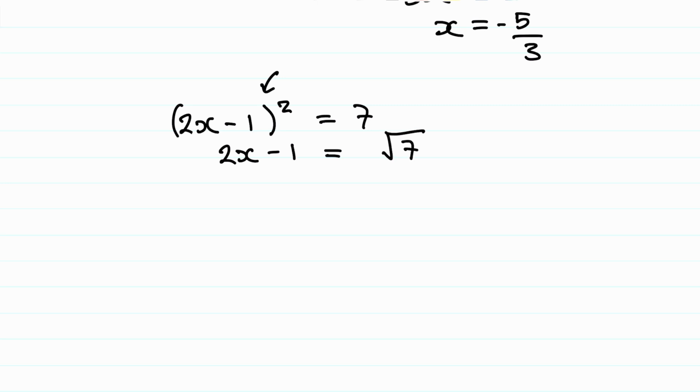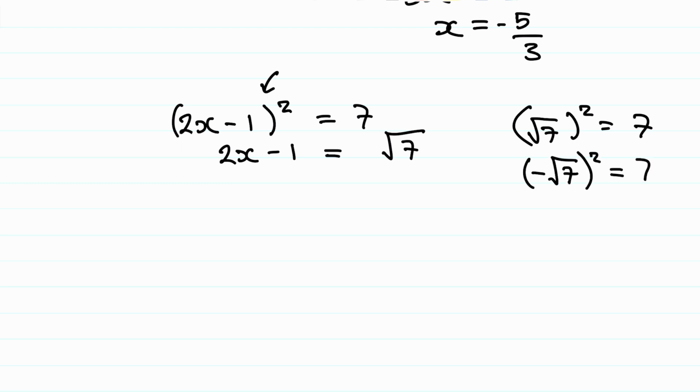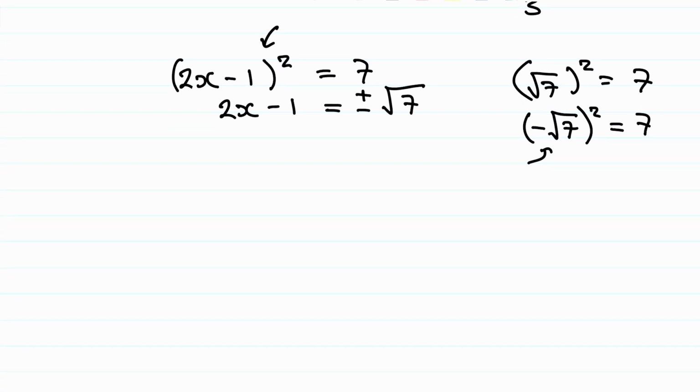Now we do have to be a bit careful here, because the square root of 7 all squared gives 7, but the square root of minus 7 all squared would also give us 7. So if we take the square root of 7, or square root both sides in this case, we need to ensure that we account for that possibility that it was negative square root 7, so we need a plus or minus here. So then we can continue with our simplification or rearranging for x.